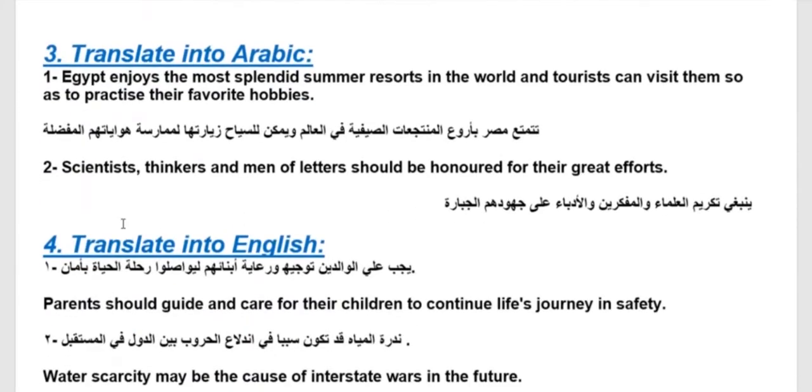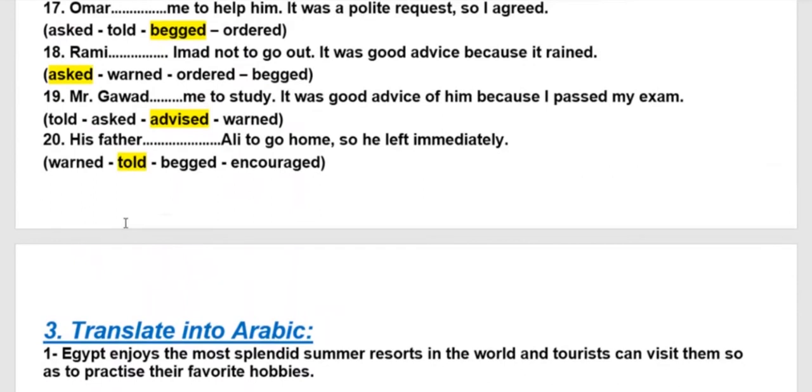Okay, now it is the time for translation. Translate into Arabic. Okay, in order to translate, you must read the text of the sentence first. You must decide the key words in the sentence or the text. We have here splendid, results, tourists, practice and favorite. Splendid, رائع, results, منتجعات, tourists, سياح, to practice their favorite hobbies.